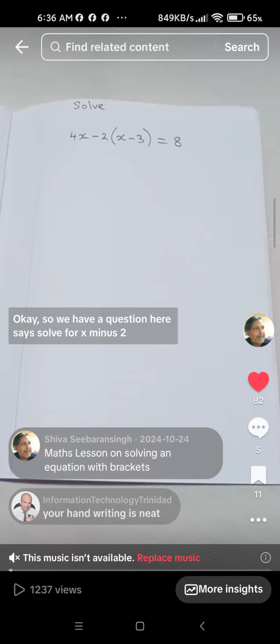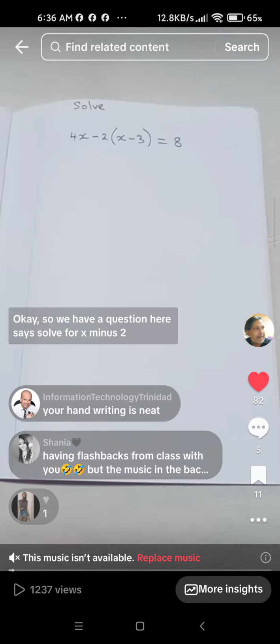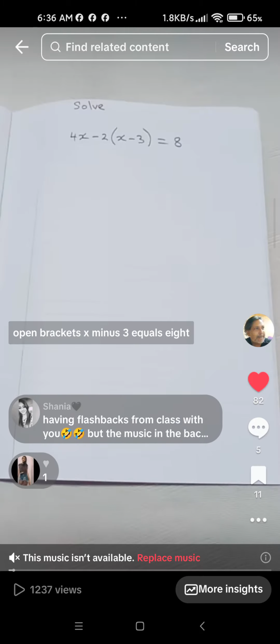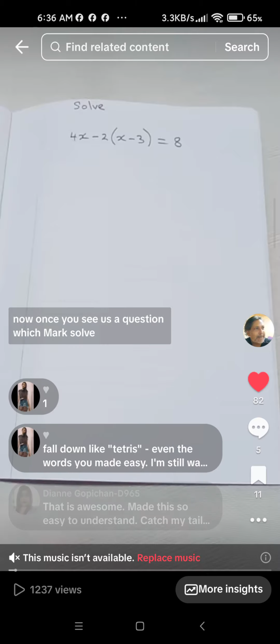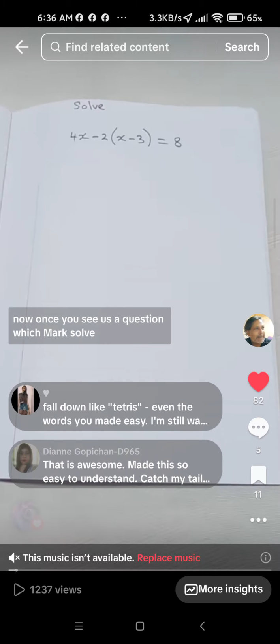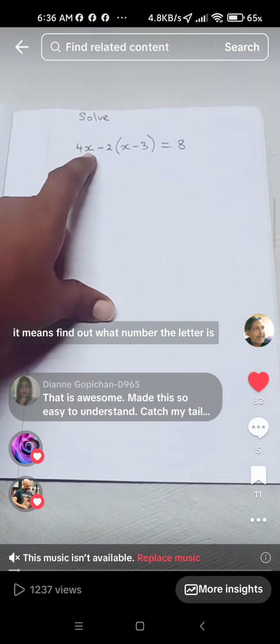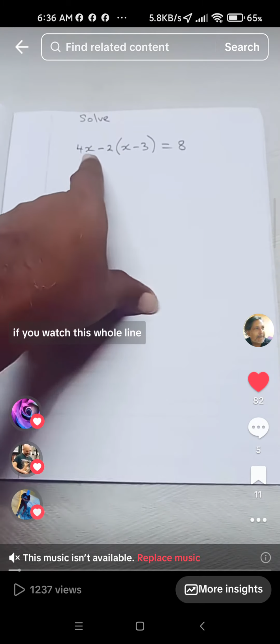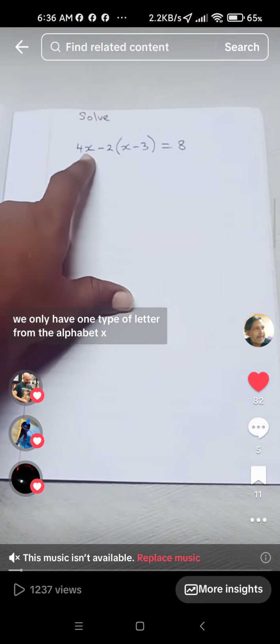So we have a question here. It says solve 4x minus 2 open brackets x minus 3 equals 8. Now once you see a question which says solve, it means find out what number the letter is. If you watch this whole line, we only have one type of letter from the alphabet, x.